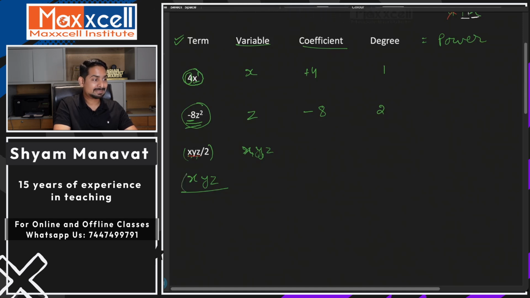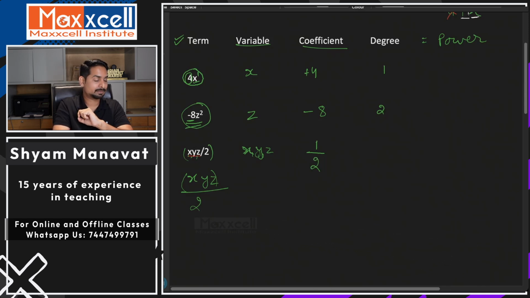So xyz is not a word, okay? This is x into y into z. Now the coefficient here is, this is divided by 2. So the coefficient, a number which is in multiplication in this term with the variable, is 1 upon 2. So the coefficient here is half.